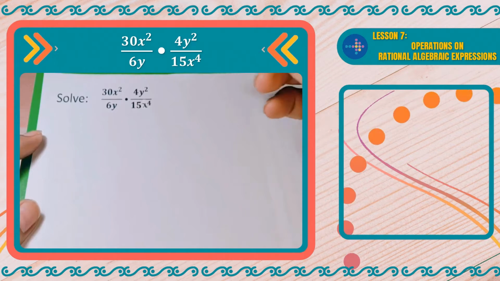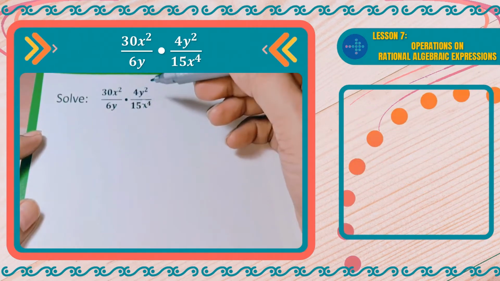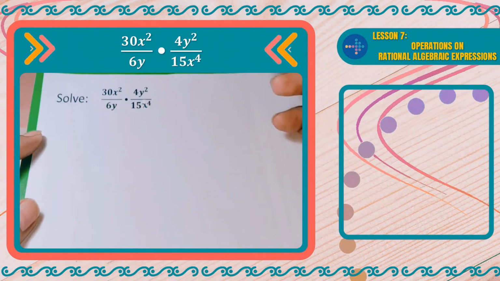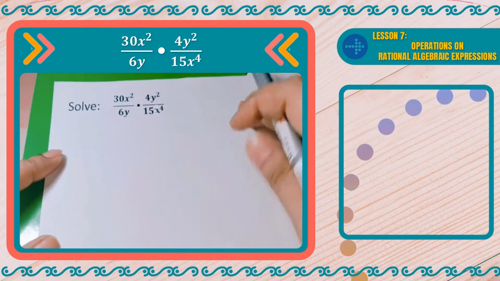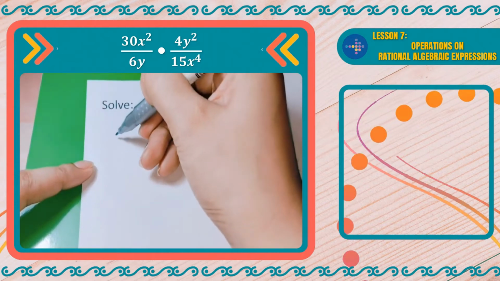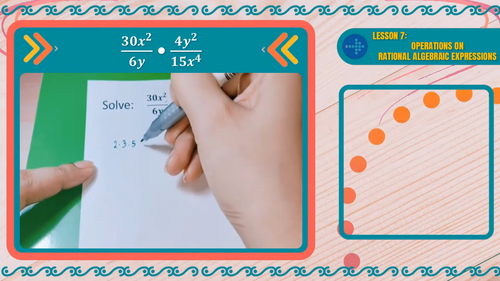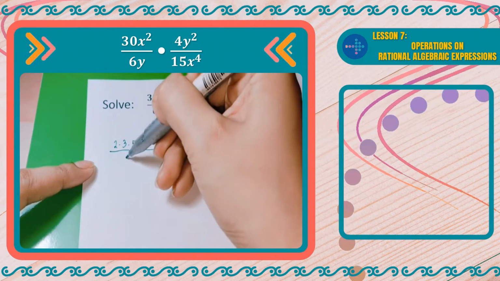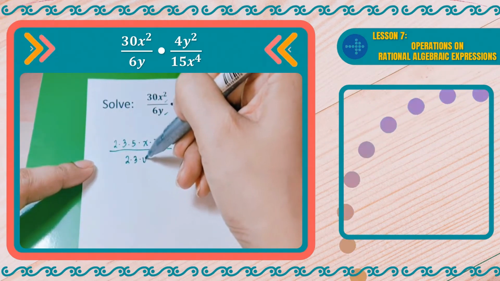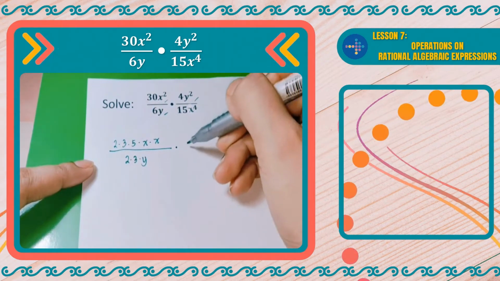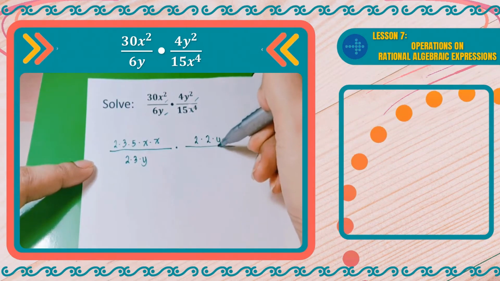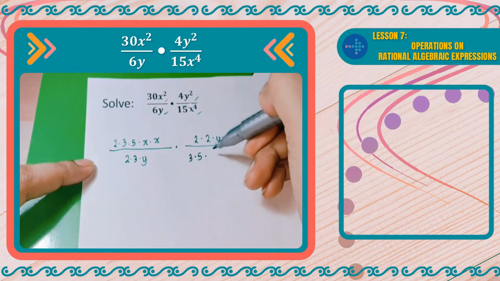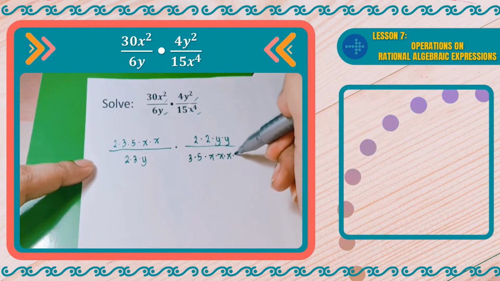The given is 30x squared over 6y times 4y squared over 15x raised to 4. First, let us factor the numerators and the denominators. For 30x squared, we have 2 times 3 times 5 times x times x. For the denominator 6y, we have 2 times 3 times y. For 4y squared, we have 2 times 2 times y times y. Then for 15x raised to 4, we have 3 times 5 times x times x times x times x.